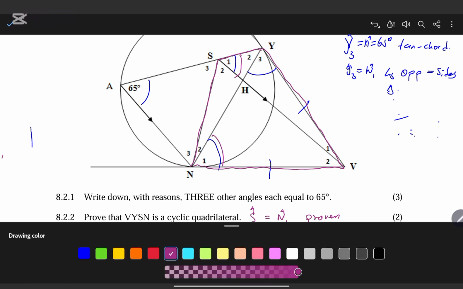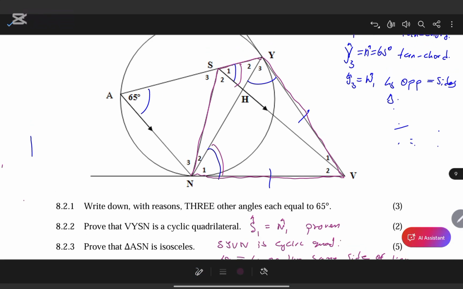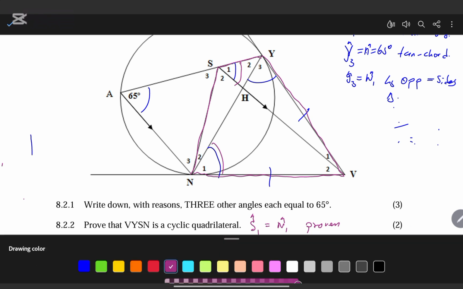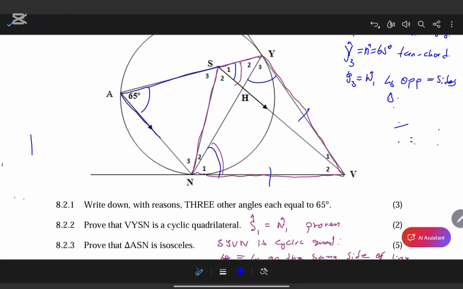Now, let's look at the next question. Prove that triangle ASN is isosceles. Now, they want you to prove that triangle ASN, this triangle here, it is an isosceles triangle. In order for us to prove that, we just need to find two angles that are equal in this triangle. One, we know that the quadrilateral SYVN is a cyclic quad.